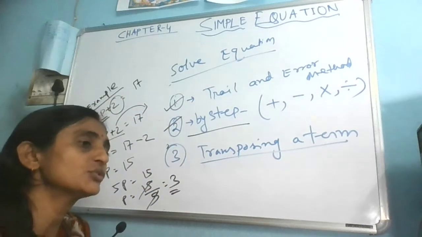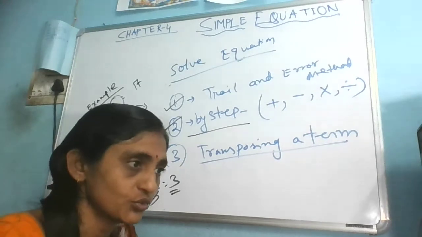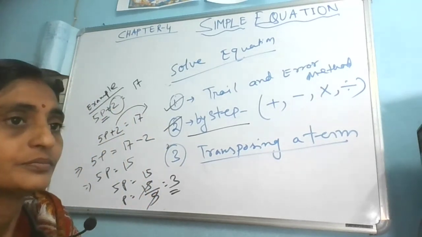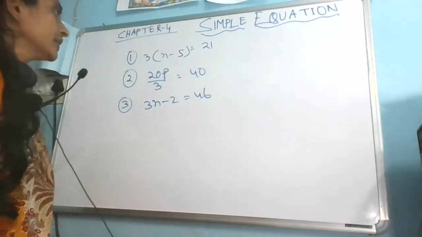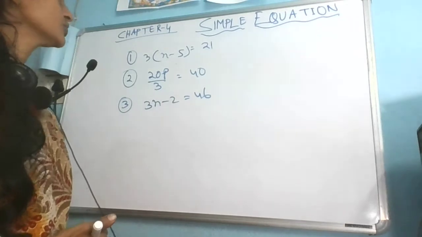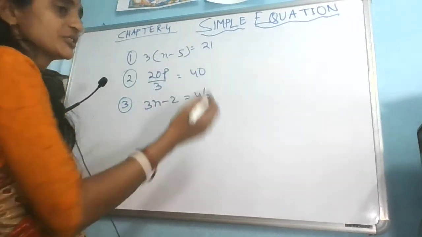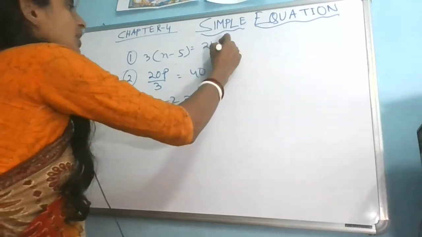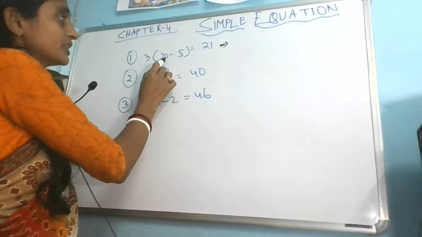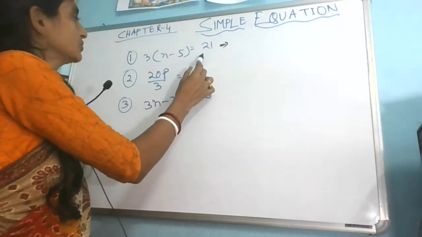Okay, so let's come to some examples from your book. Here let's see how we can solve these questions. Here I have taken 3 examples. I will solve this one. Okay, first one, let's solve this one by the elimination method. That means the second one we have done. Let's see how I can do this one in this case. First thing, here n minus 5 has been multiplied by 3, and that result you will get, that is equal to 21.